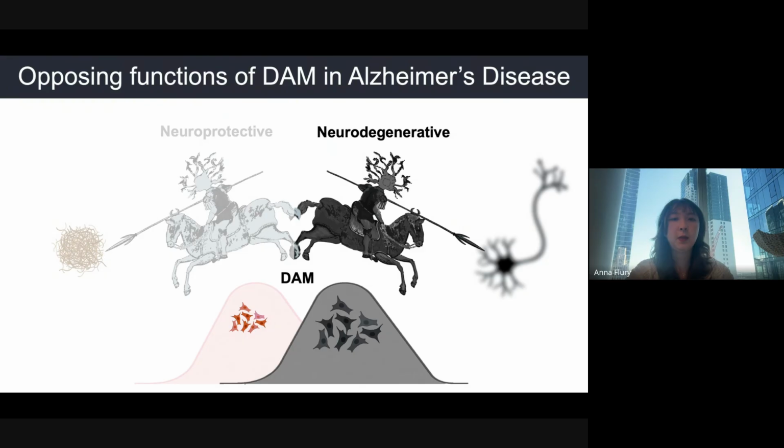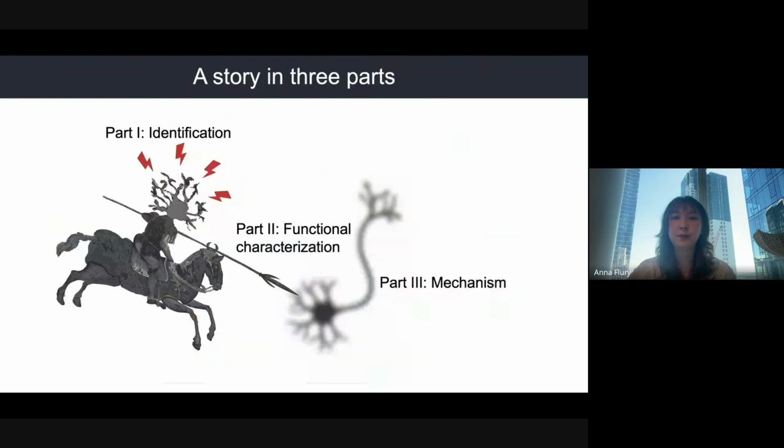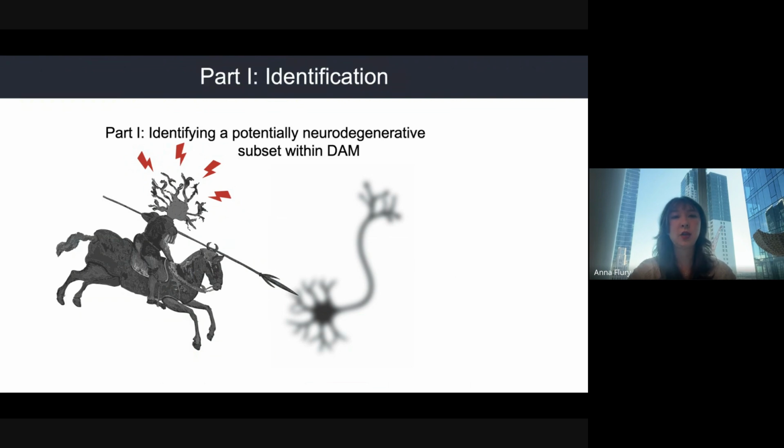And so for the purposes of this talk, I'm going to focus on a DAM subset that could promote neurodegeneration, so that we could potentially target this neurodegenerative subset. And I'm going to tell this story in three parts, starting with identifying this potentially neurodegenerative subset, then going into characterizing it, and then delving deeper into the mechanisms at play. So I'm going to start with part one, with the identification.